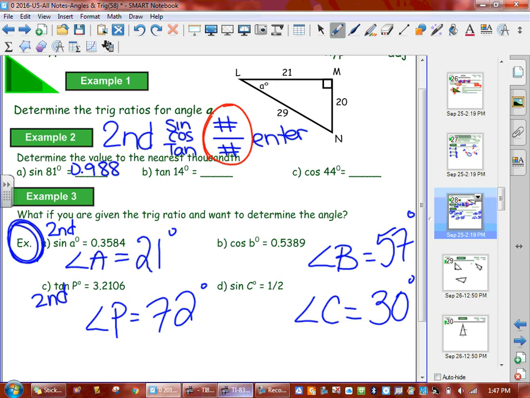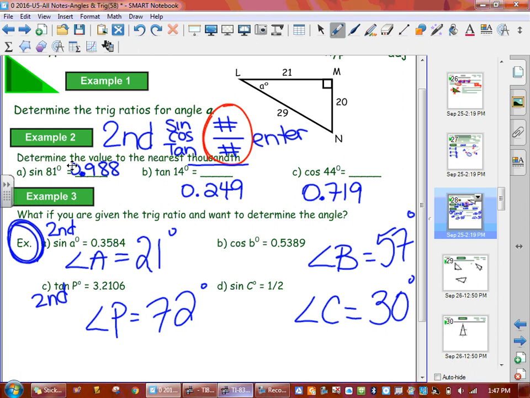All right, tan 14, what's our third digit for that one? 3 decimal places. 0.249. How about cos 44? 0.719. Is everybody confirming? Excellent. Everybody needs to practice.